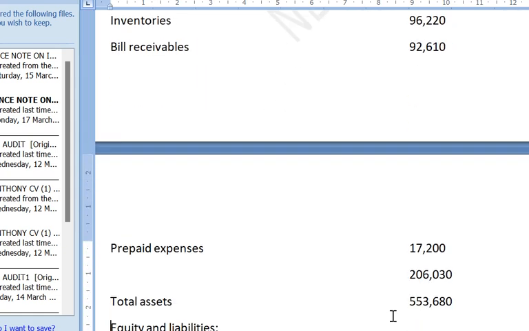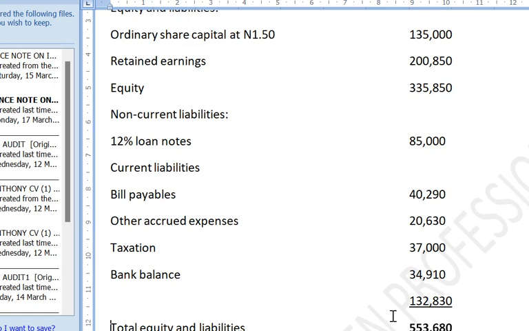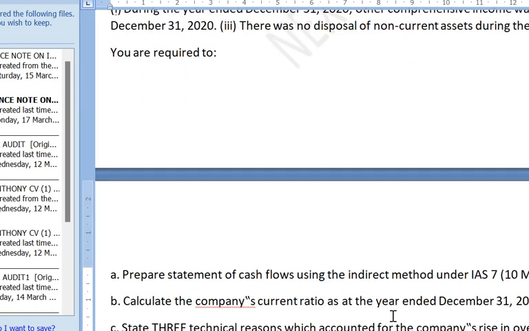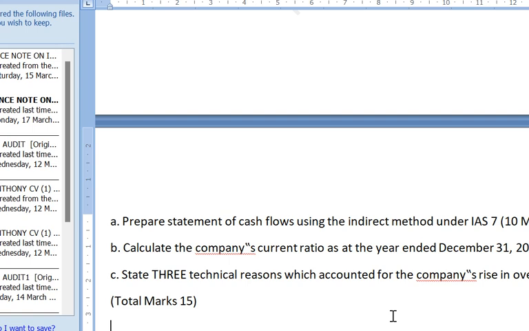So let's look at what exactly the cash and cash equivalent are. I think I will decide that later. Let's not waste much time on this particular question. Prepare a statement of cash flow using the indirect method of IAS 7. Under IAS 7, 10 marks.